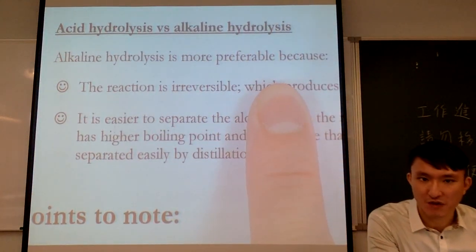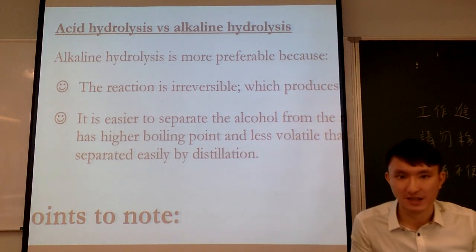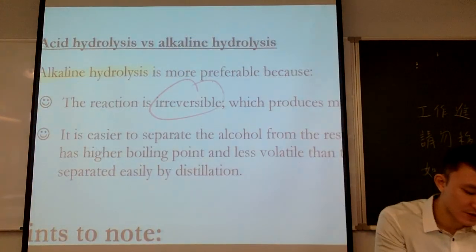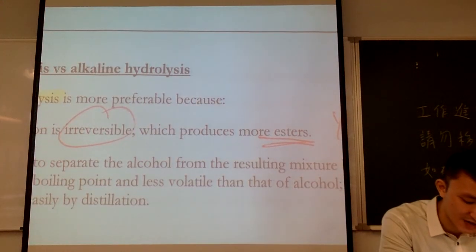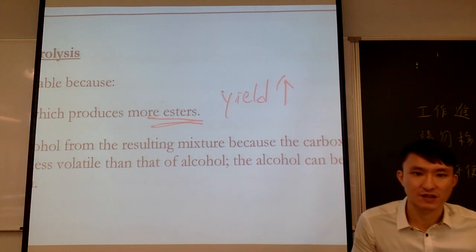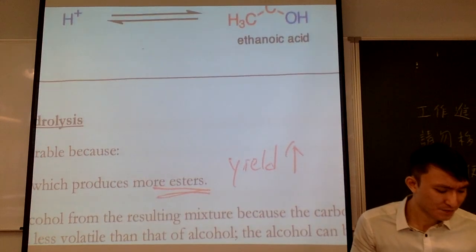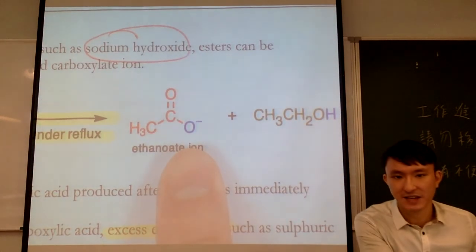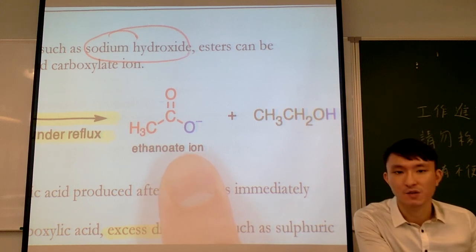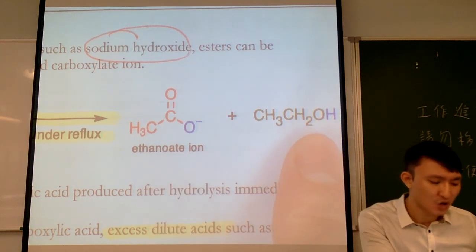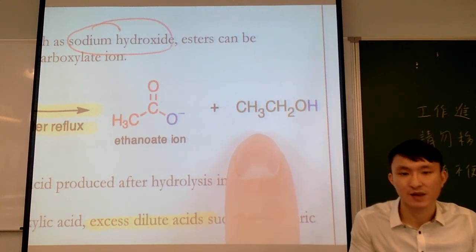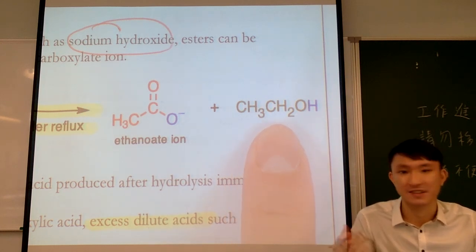Now, we compare the two reactions, and actually we have two choices. Which one is better? In general, we would say alkaline hydrolysis is better. First of all, the reaction is irreversible, so we can form more product and the yield is higher. Secondly, it is easier to separate the alcohol from the resulting mixture, because the ethanoic ion exists as sodium ethanoate, an ionic salt. An ionic salt has a higher melting point than the alcohol, right? So after the reaction, if you want to separate them, we can simply distill, and the alcohol will be distilled off and collected.